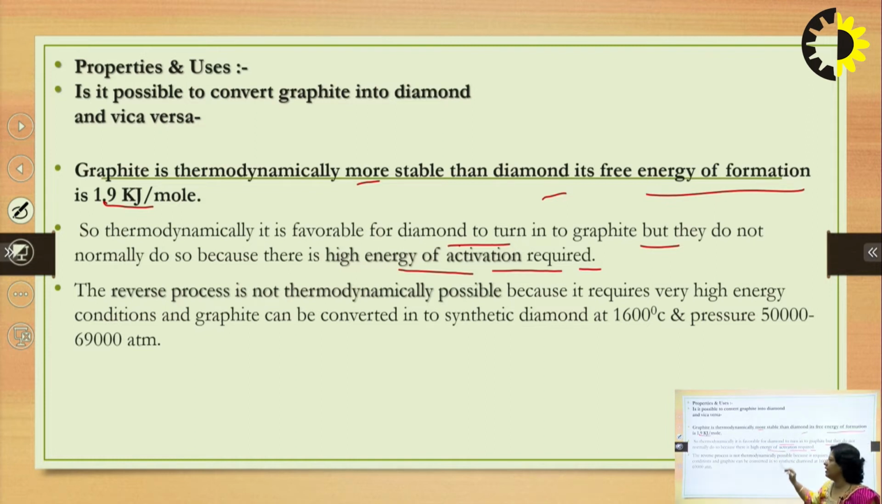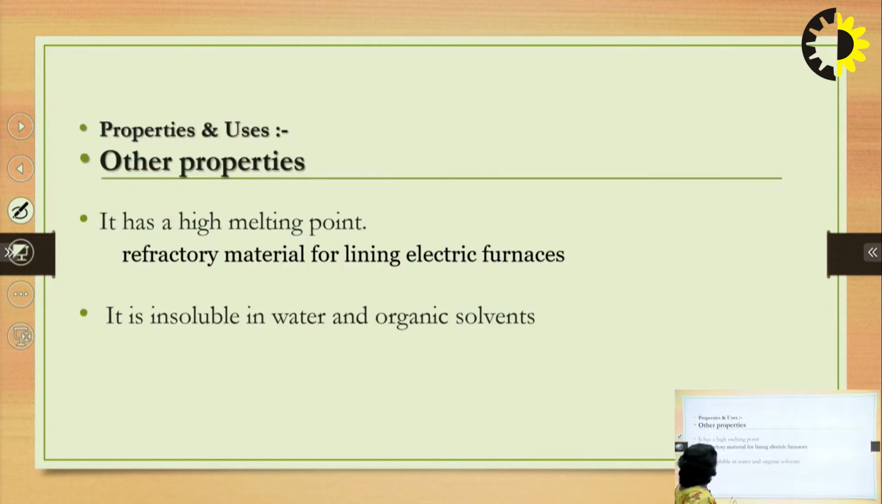Because initially a high activation energy is required, which makes this reaction unfeasible, and the reverse process is again not possible. The high energy conditions required for the synthesis of diamond are 1600 centigrade and a pressure of 50,000 to 69,000 atmospheres. So, properties and uses: what are the other properties?